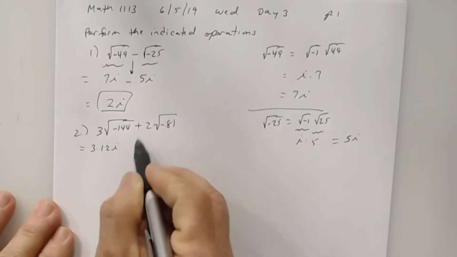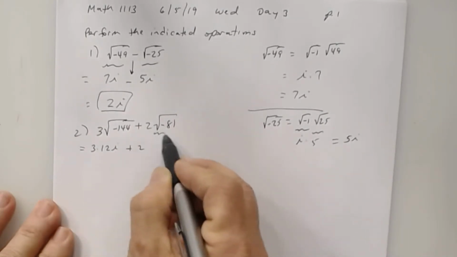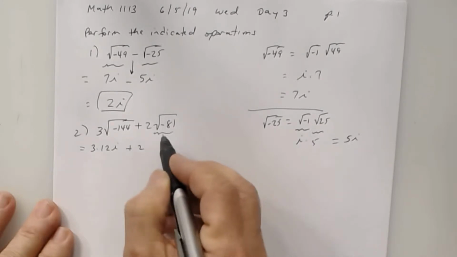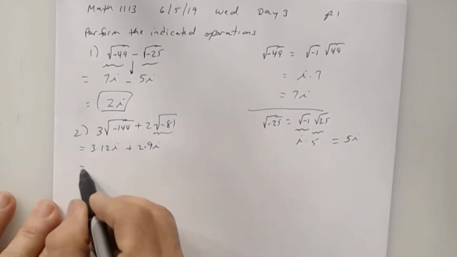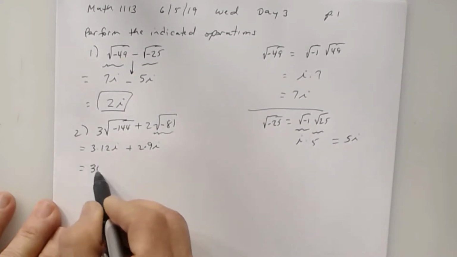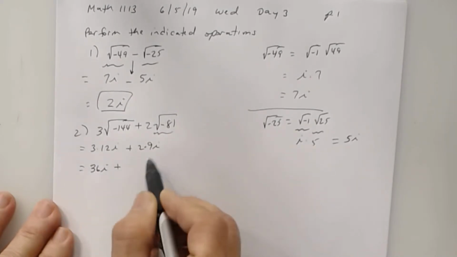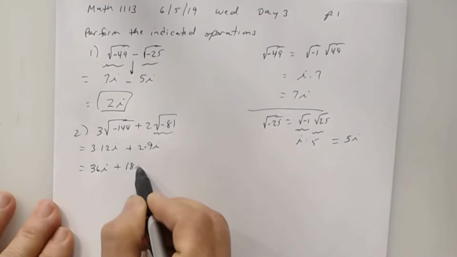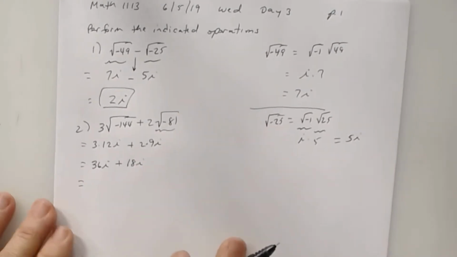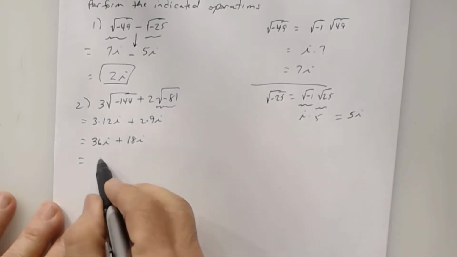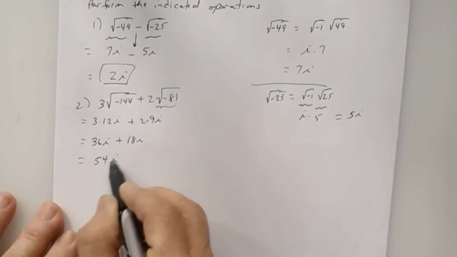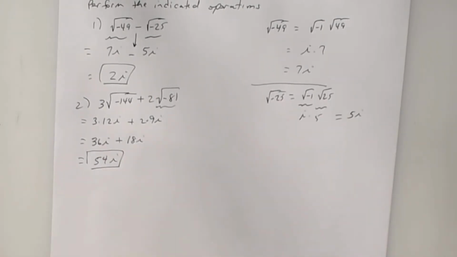Plus 2 times, what's the square root of negative 81? 9i. So 2 times 9i. What's 3 times 12i? 36i. Plus, what's 2 times 9i? 18i. Using your calculator if you need to, what's 36i plus 18i? 54i. Okay, that's number 2.